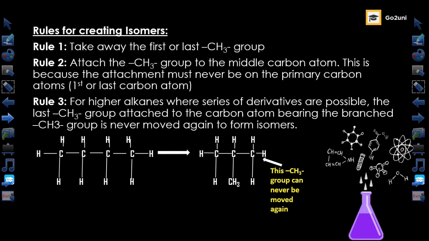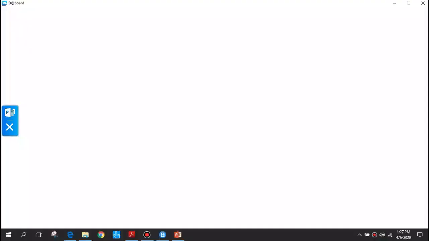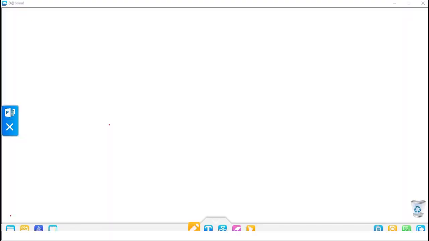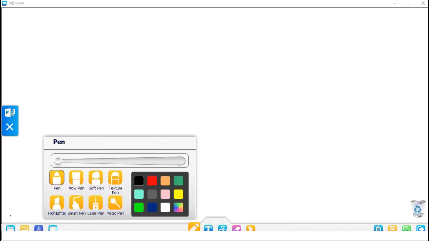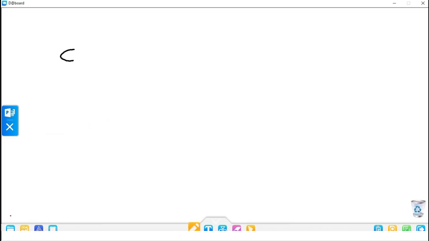Now let us proceed to looking at how to form isomers. Now, to form an isomer, it is important to note something. Beginning from butane, as we have it there, this is the structure for butane.